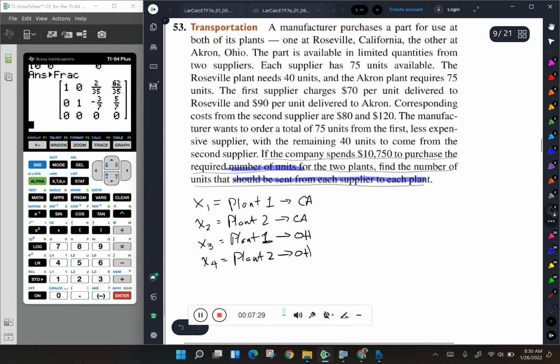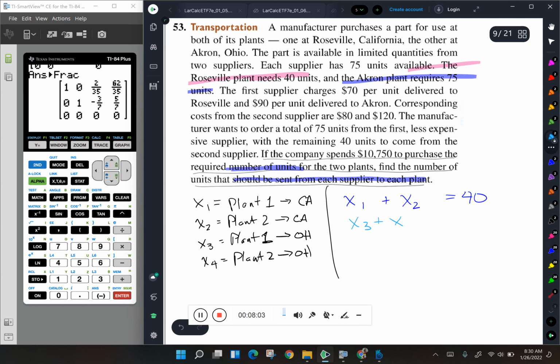Let's see, what do I need to do here? I need to write some equations now that I've got my variables assigned. The Roseville plant needs 40 units. So that means California needs 40 units. So that means that x1 plus x2 needs to be 40 units. And the Akron plant needs 75 units. So that means that x3 plus x4 has to be 75.